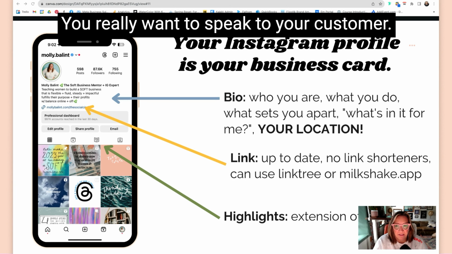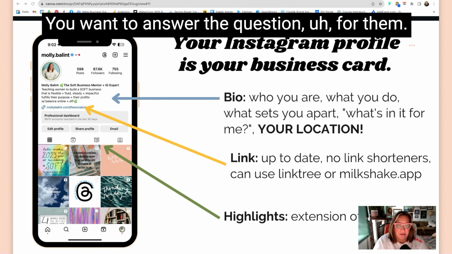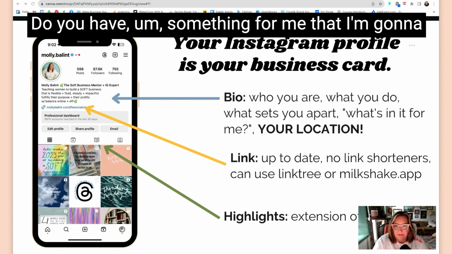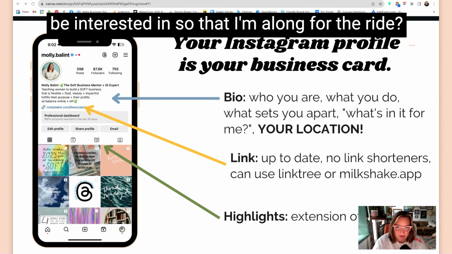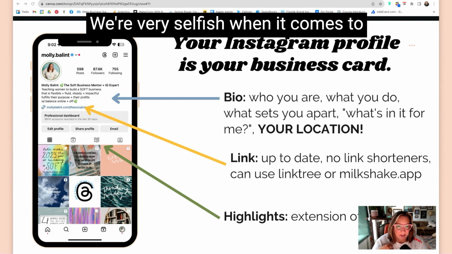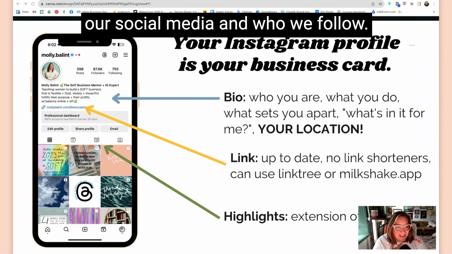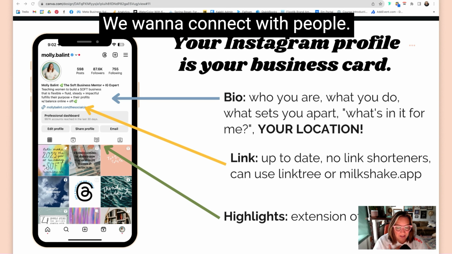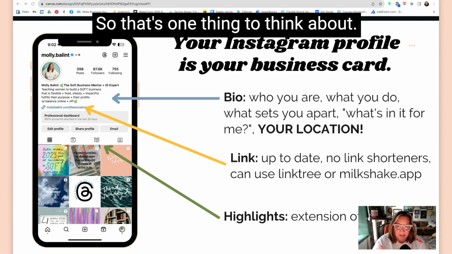You really want to speak to your customer. You want to answer the question for them, what's in it for me? Like, what am I going to get by following you? Do you have something for me that I'm going to be interested in, so that I'm along for the ride? Like, I want to know what's in it for me. We're very selfish when it comes to our social media and who we follow. We need that interest factor. We want to connect with people. So that's one thing to think about.